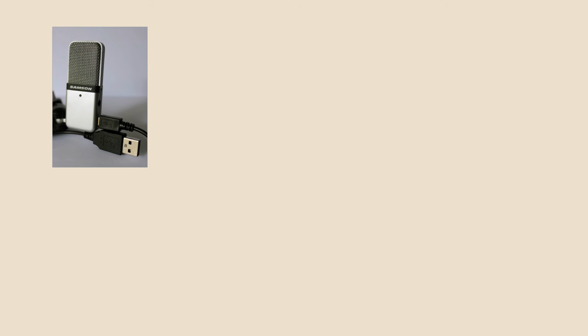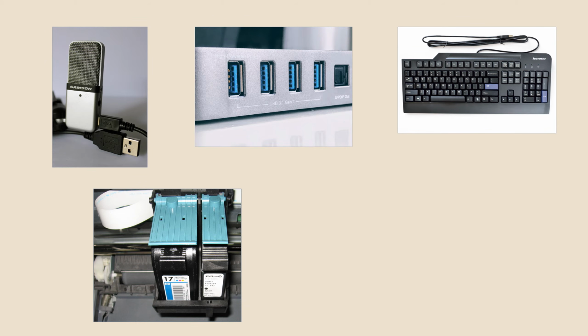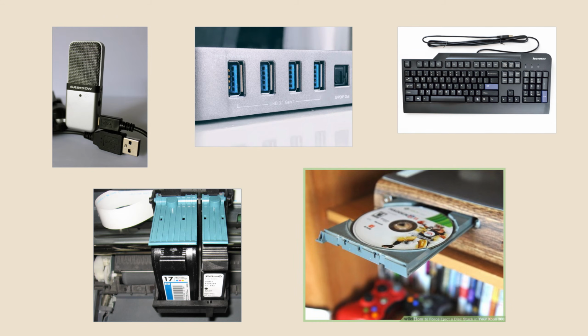You'll find examples of this module swapping pattern everywhere in life, like how you can unplug a microphone from a USB socket and plug in a keyboard because they both are USB devices. You can pop out the ink cartridge of a printer and put in a different cartridge, as long as it has the same shape. You can eject a game from your game console and put in a different one because they have the same CD shape.